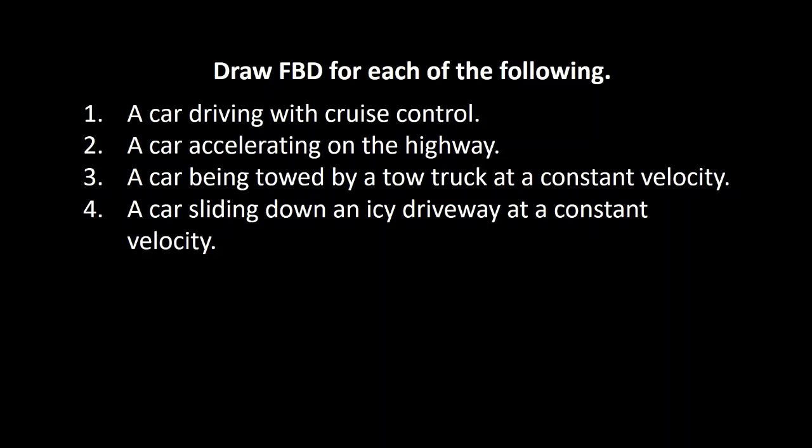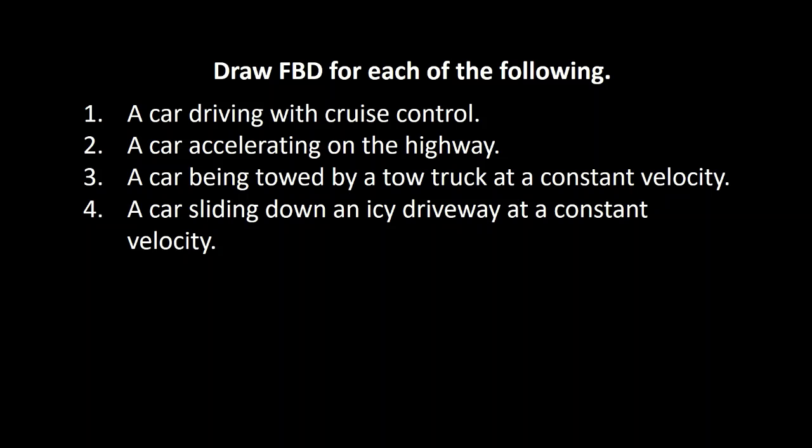So what we'll do now is we'll draw a couple of free body diagrams as practice. We've got 4 of these that we're going to draw together. So we've got a car that's driving on the highway with cruise control, so it's not speeding up or slowing down. And then we'll draw what it looks like if the car is accelerating along the highway.